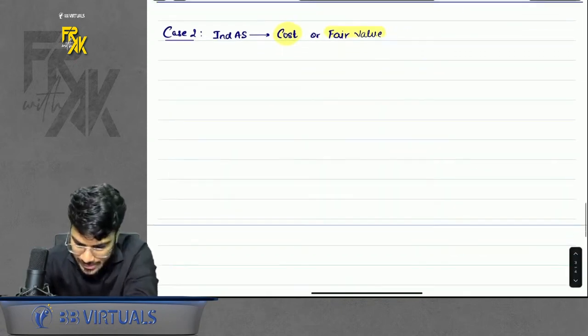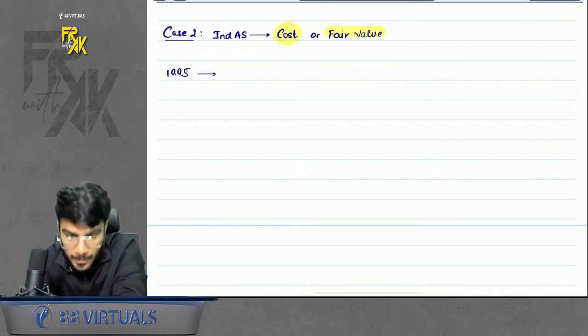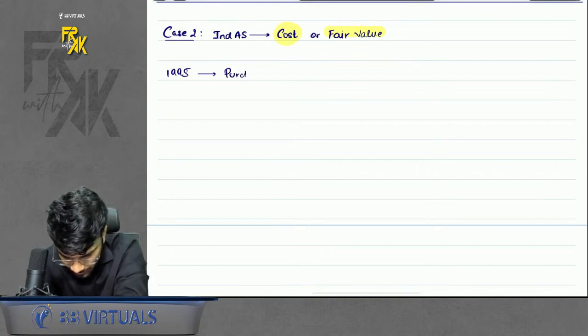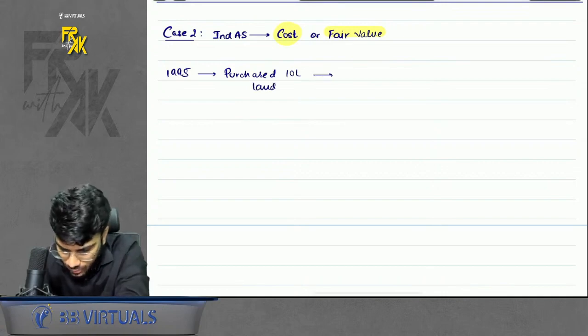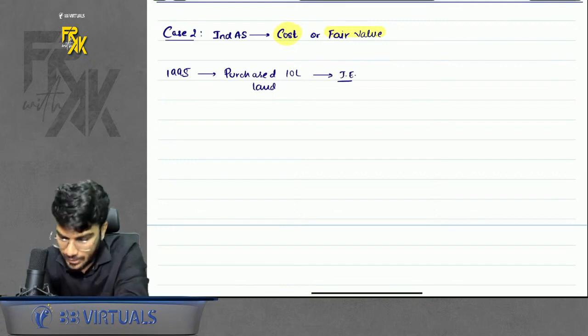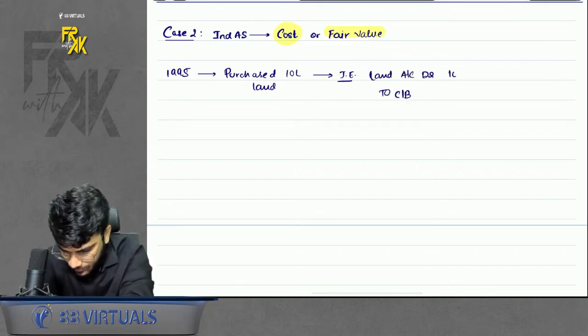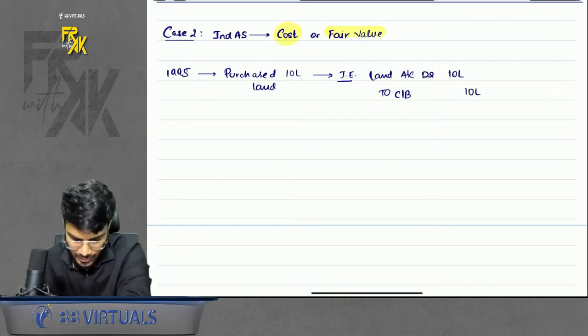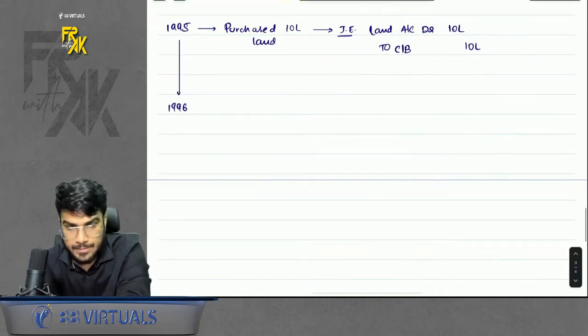Let me tell you. Let's take the same example that in the year 1995, Mr. Richie Rich purchased land worth 10 lakhs, right? So what will be the journal entry? Land account debit to cash bank, 10 lakhs. Okay, sir, that is simple. Let's move on towards the next year. Let's say in the year 1996.